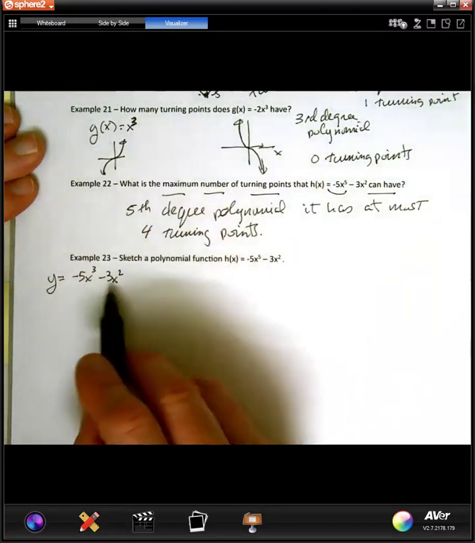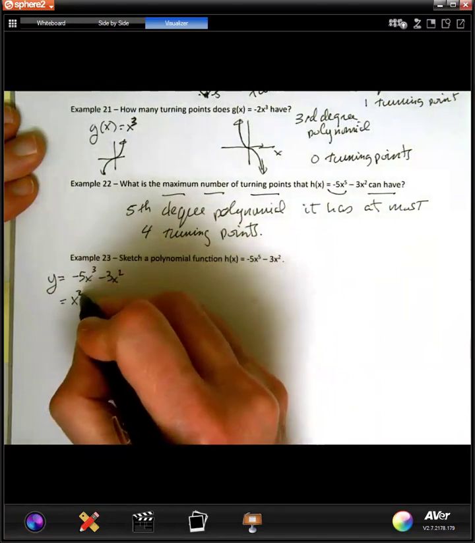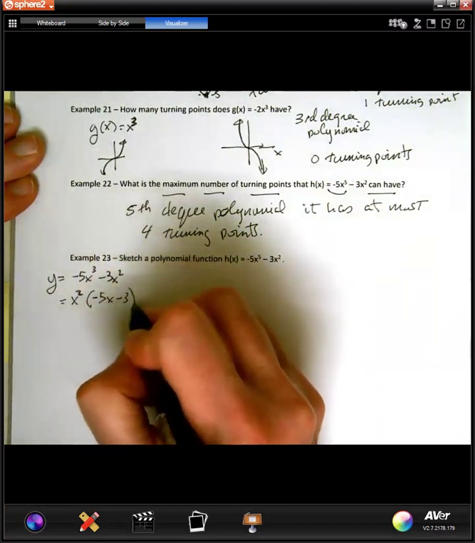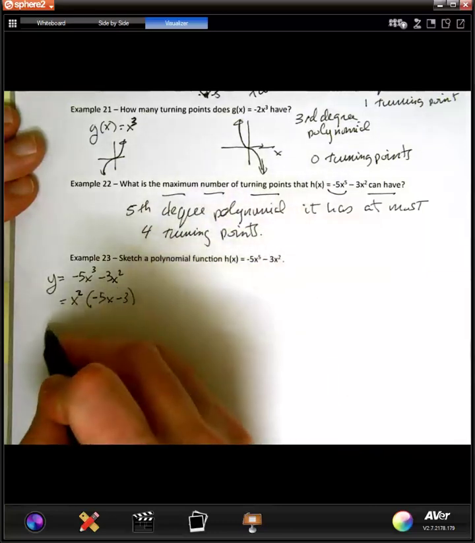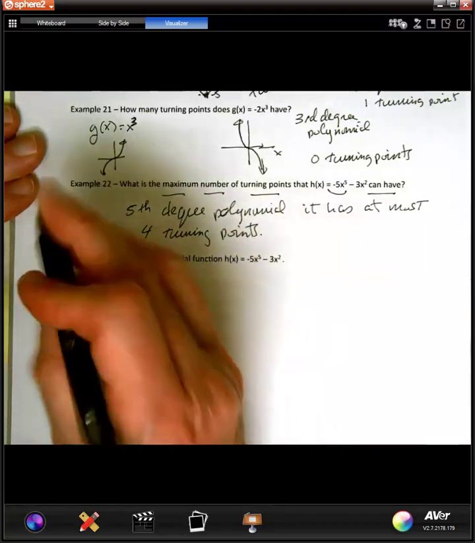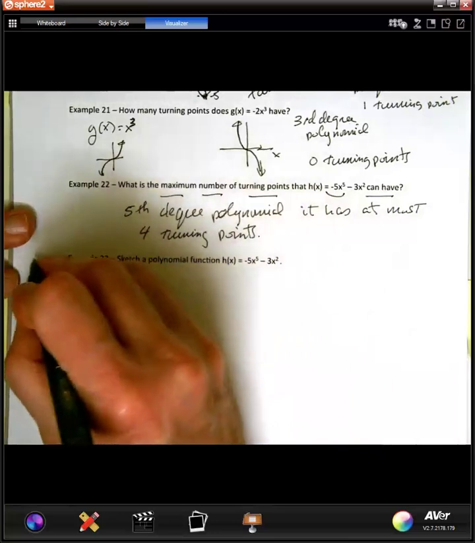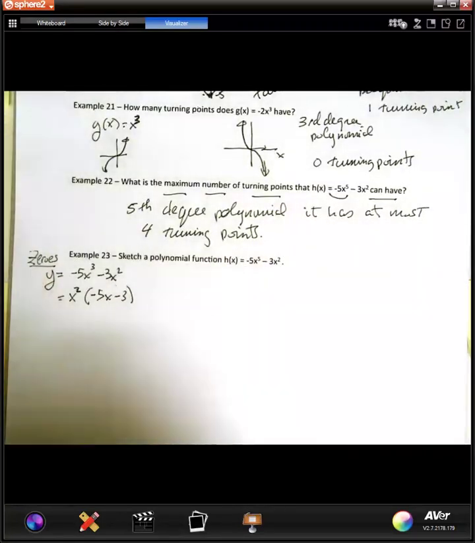So I see that there's a common factor of x squared, so I'm going to factor that out. That gives me 5x minus 3 here. Great. And to find the zeros, in fact, it's a really good idea as you're doing your work to label what you're trying to do, so that way you don't get confused. So I'm going to find the zeros right now of this polynomial.